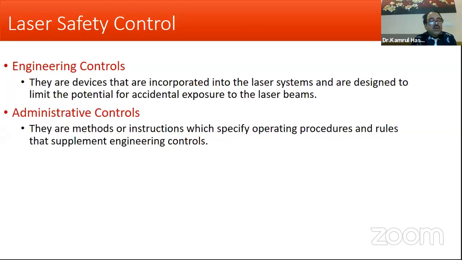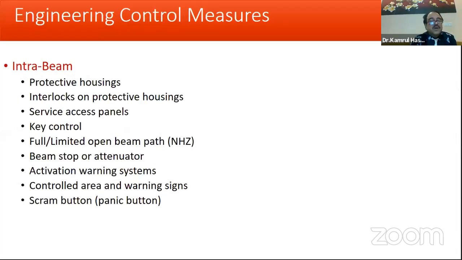So there should be engineering control and administrative control: protective housing, interlock protective housing, service access panels, key control. First, whoever uses the laser should see where the laser machine key is, because you can stop the machine immediately with the key. So you should know where the key is. Not only you, the anesthetist, nursing supervisor, nurse or your assistant should know.